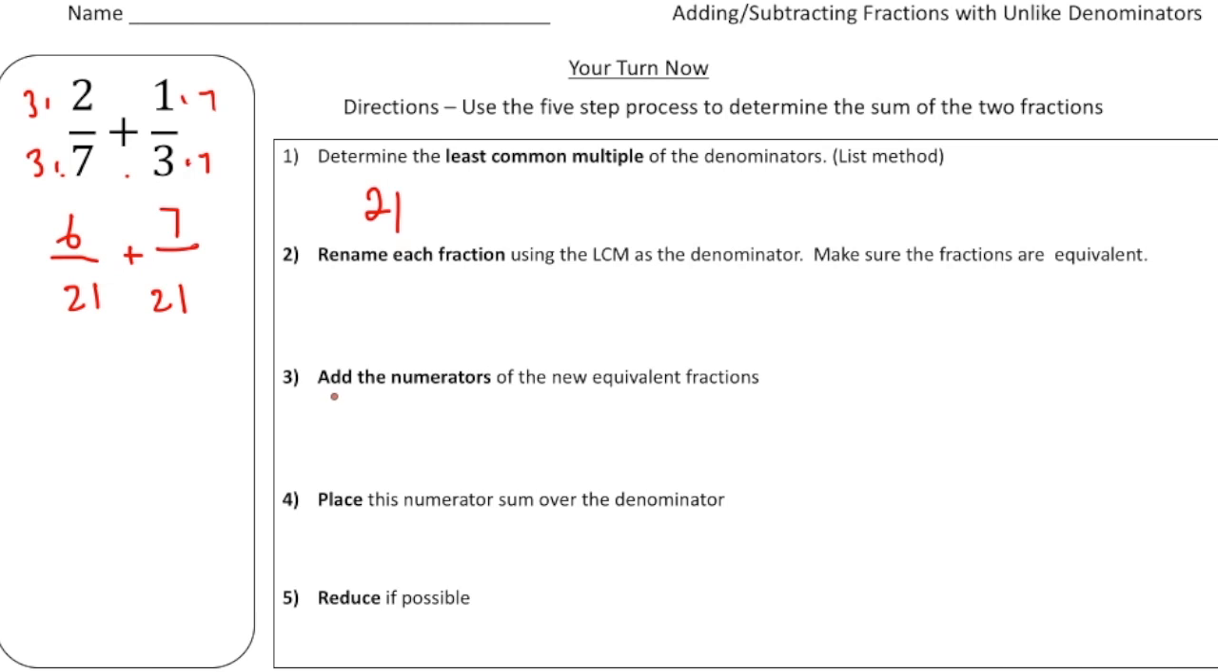All right, step number 3, I'm going to add the numerators. So 6 plus 7 is 13. So it's 13 over 21, and that's step 4, right? I place the numerator over the denominator. And finally, if we can reduce, we can, and in this case we can't. So that's our answer, 13/21. All right, how'd you do?